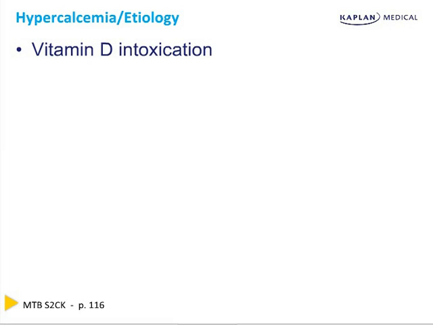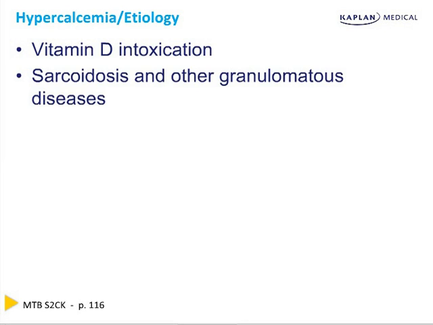Vitamin D intoxication can occur because vitamin D is a fat-soluble vitamin. Therefore, it can build up to toxic levels. Water-soluble vitamins, such as B vitamins and C vitamins, are rare to have toxicity because they don't build up. They just go out into the urine. Sarcoidosis and other granulomatous diseases cause it because sarcoidosis actually creates more vitamin D, as do the other granulomas.